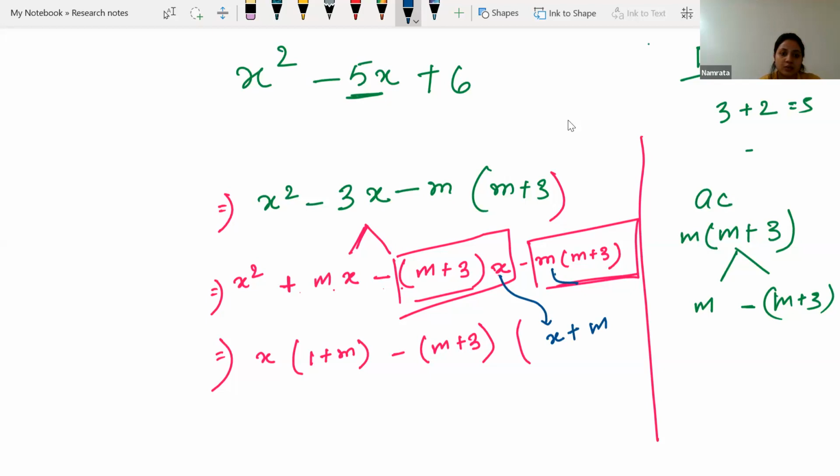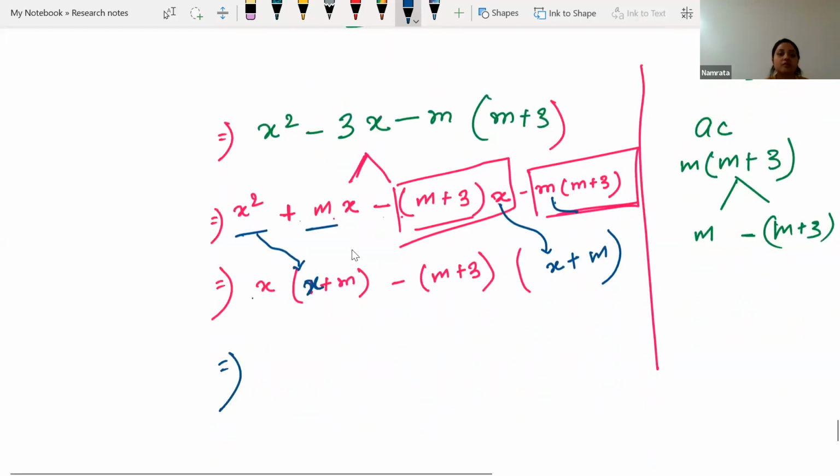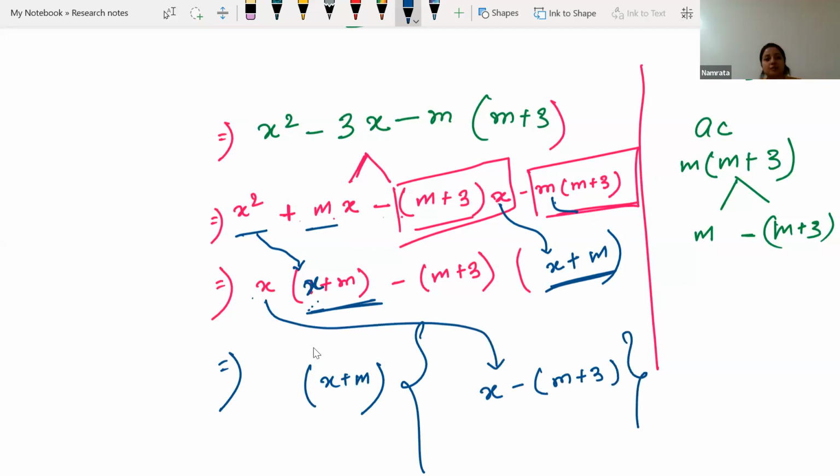Here also, why have we written m only? Because both the brackets have to be the same. From the first two terms also, when we have taken x as common, the remaining term will be x plus m only. This will give 1x. We have written 1, it will not be 1. All right, now our common term is x plus m over here, x plus m over here. So x plus m, and what is remaining? So x from here, minus m plus 3 is the remaining. This is our factorized form.